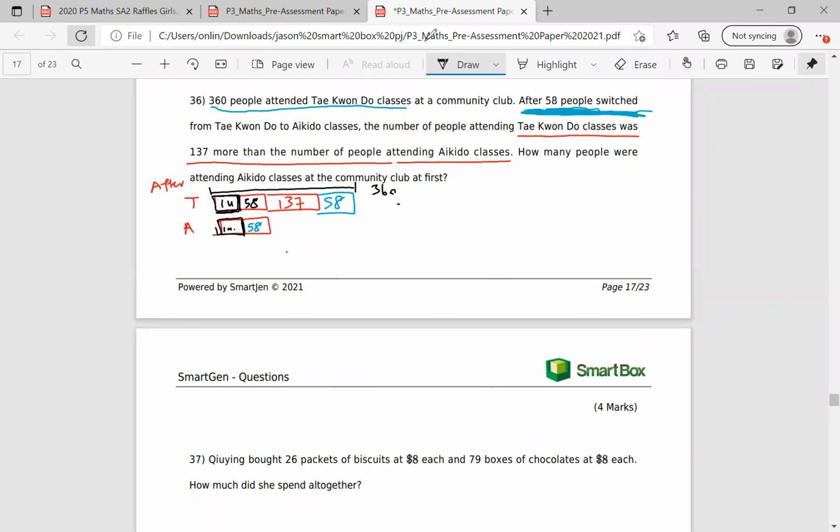So I'm going to use my 360 here to start finding my 1 unit is equals to how much? 360 minus away 58, minus away 137, minus away 58 again. So I know it's a very long step. So for students that need to do side working, I would suggest that you take 58 times 2 because there's 2 58s there. And then you get 116. And then we will take the 360 minus away 116. And then we need to minus away 137 as well.